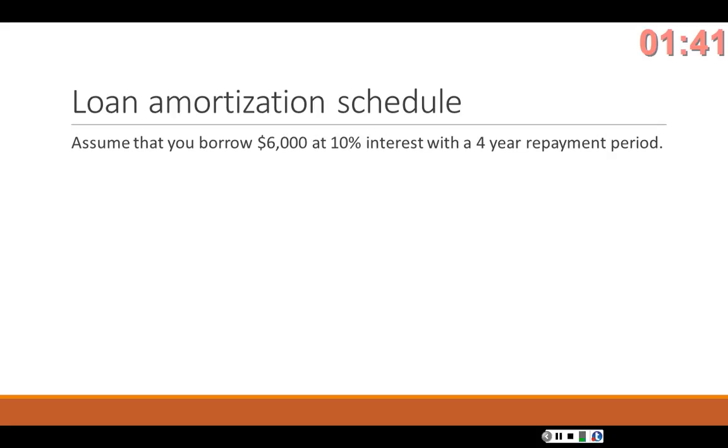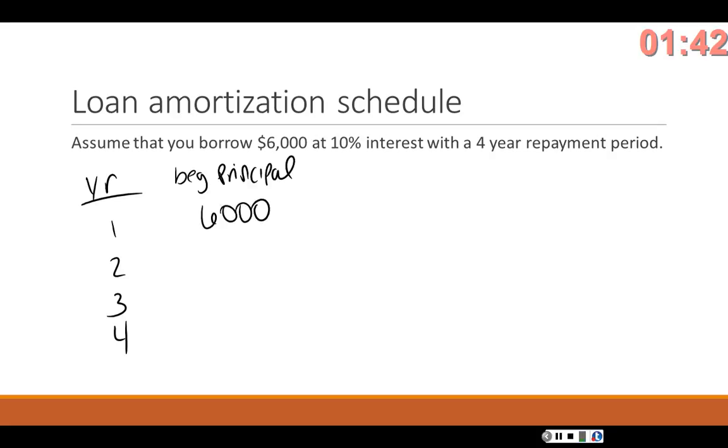So we can create a loan amortization schedule now that we know our payment. We have our years, 1, 2, 3, and 4. We have our beginning principal. We've borrowed $6,000. We have our payment, $1,892.82. We have the interest, which is 10% times our beginning principal, which we'll label number 1. So 10% times $6,000 is $600.